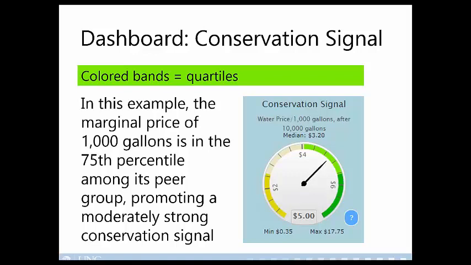On this example here, we have someone that's showing, again, within their peer group, a moderately strong conservation signal. If it was in this kind of yellowish color all the way on the left, that would be very low. And that would say, you can basically just keep using water at the same rate. We're not trying to promote conservation through our rate structure here.